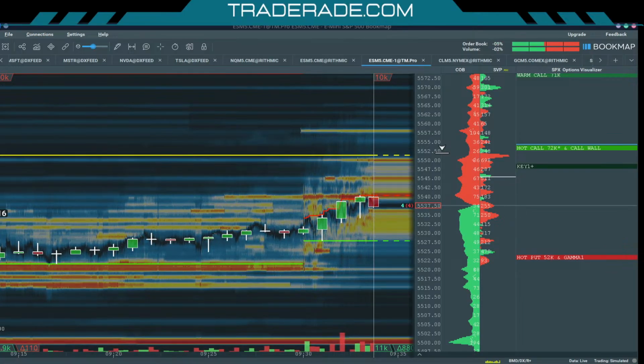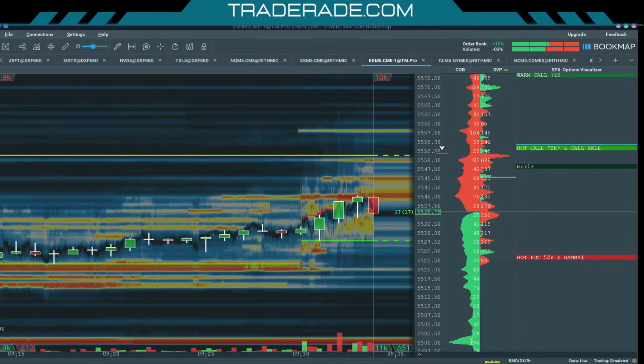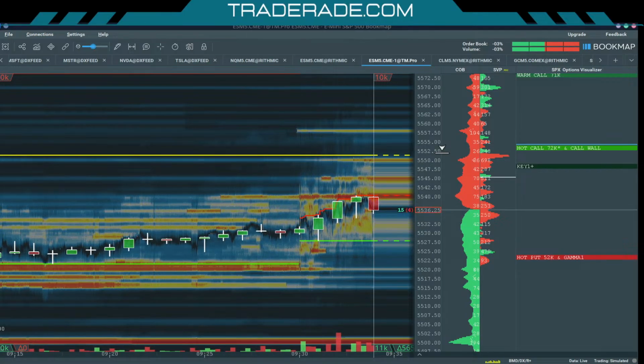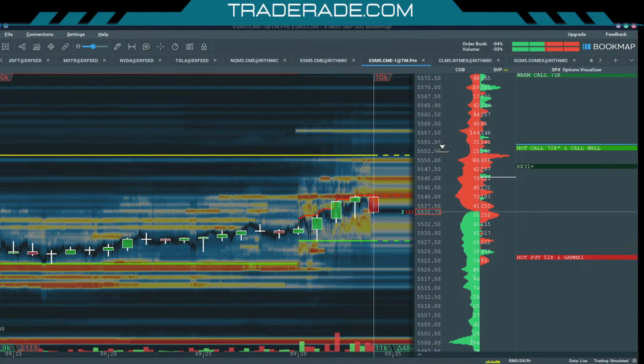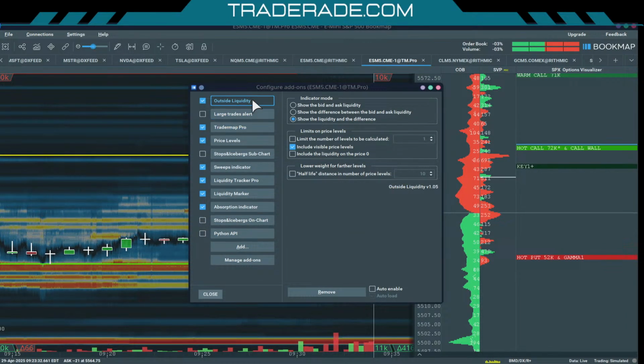June H asks, the 9.7K on top and the 10K in green letters at the bottom, are they the number of orders? Yes, exactly. On top, you've got the number of offers. On bottom, you've got the number of bids. And to the right of the bids, you've got the delta, which right now favors bids by about 500 contracts. So let me know if that helps, June. And if you're in Bookmap, you can do this too. You just want to use the outside liquidity tool, show the liquidity and the difference, and include the visible price levels, leaving everything else unchecked.